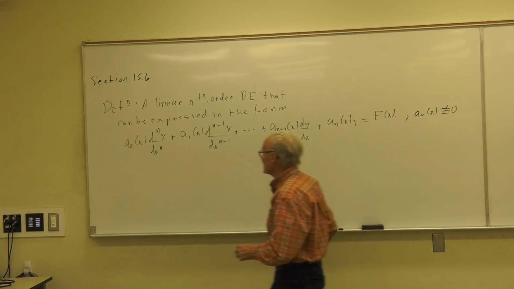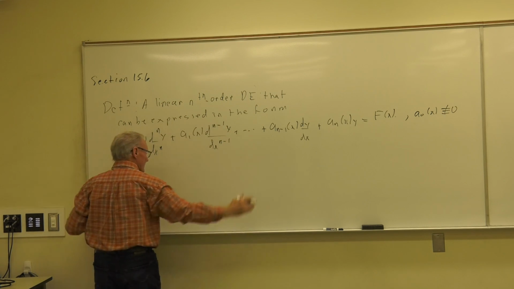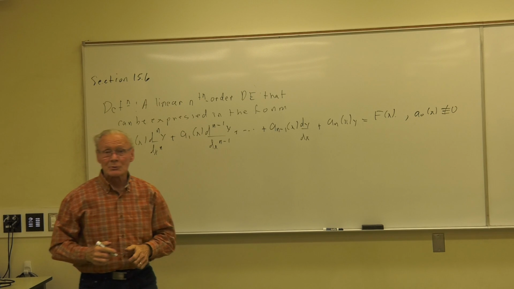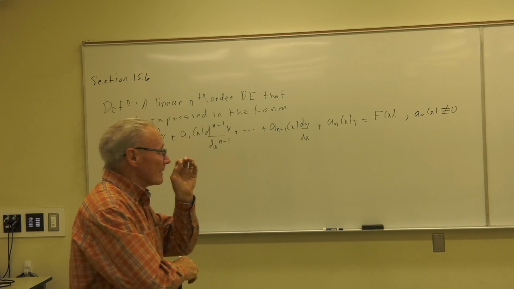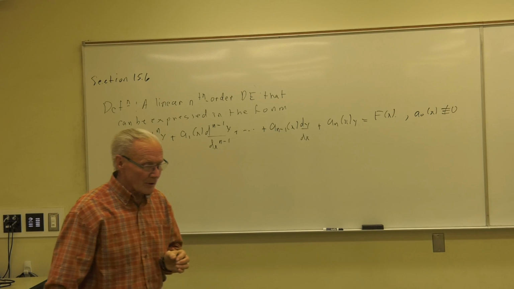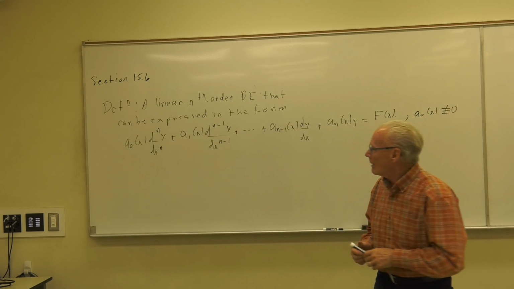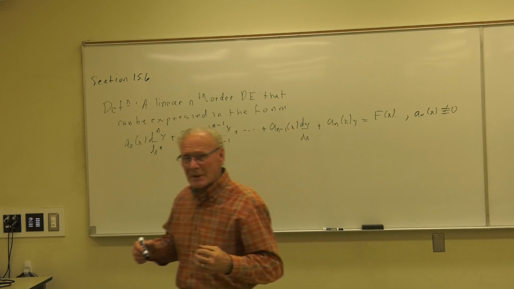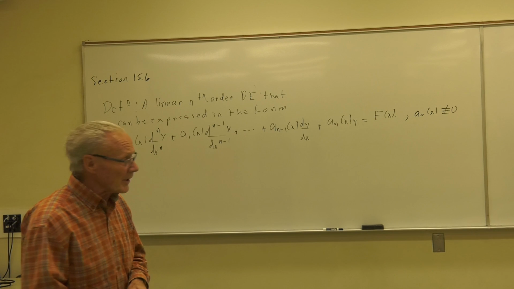Because if that were identically 0, this wouldn't be here, and the equation would not be of order n, it would be of order n minus 1. So anything that can be written in that form is said to be linear nth order. Really complicated looking thing, all right? But we'll get some simplifying notation in a moment, and then we're going to talk about how to solve that.